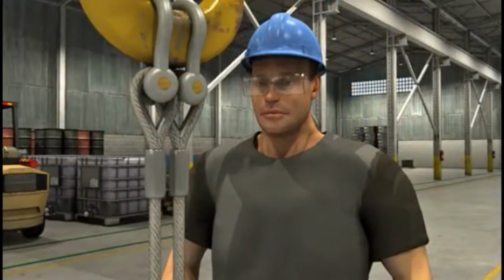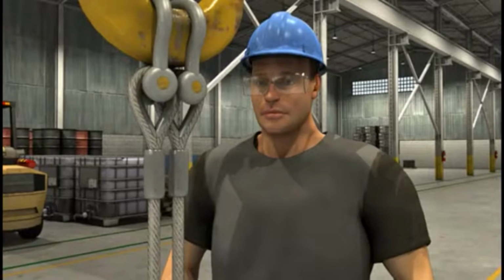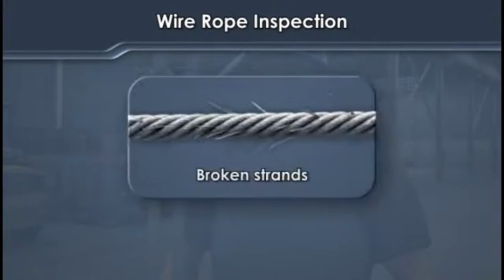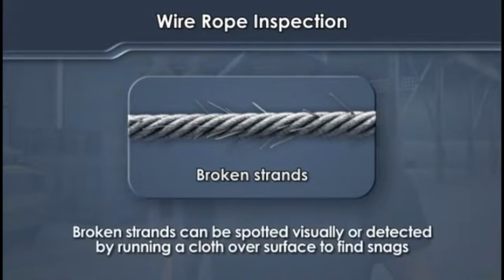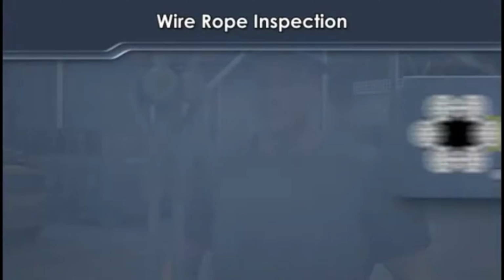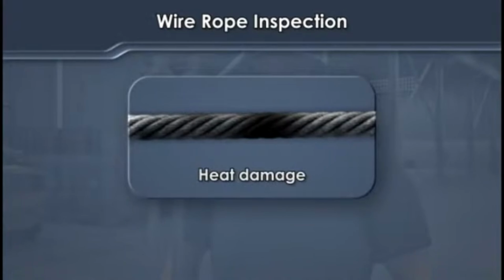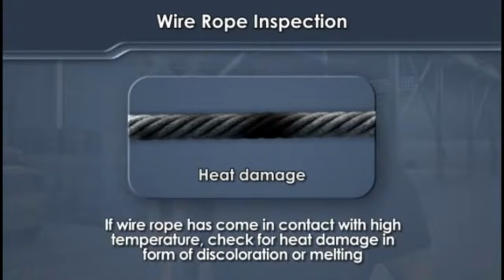All wire rope should be inspected visually before use. Common problems with wire rope include broken strands. Broken strands can be spotted visually or detected by running a cloth over the surface to find snags. Wear: if the diameter of the rope has been reduced by more than 10%, the rope should be rejected. Heat damage: if the wire rope has come in contact with high temperature, check for heat damage in the form of discoloration or melting.